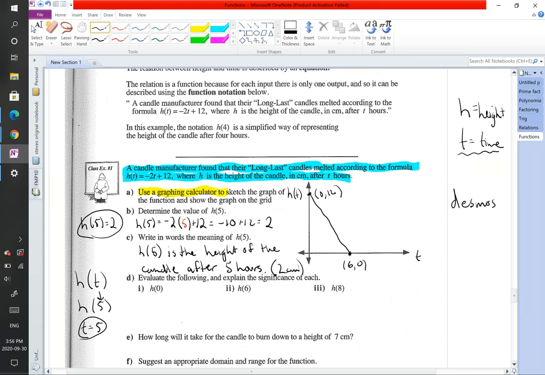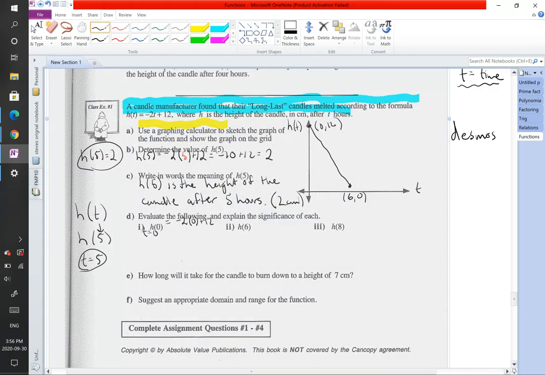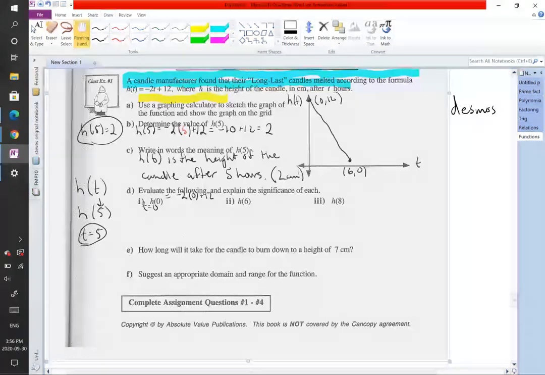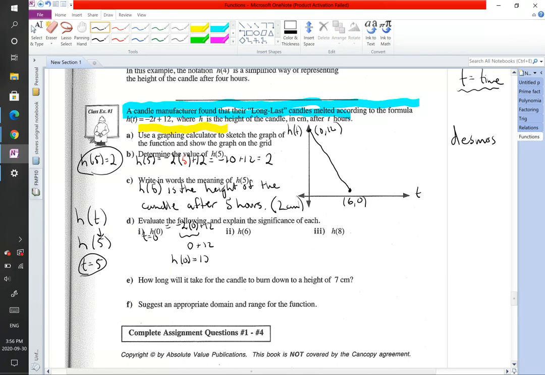Evaluate the following and explain the significance of each. h of 0. So this means that time is 0. So h of 0 is going to be negative 2 multiplied by 0 plus 12. I'm just putting a 0 in anywhere there's a t in the equation. Okay, negative 2 times 0 is going to be 0 plus 12. So h of 0 is equal to 12.